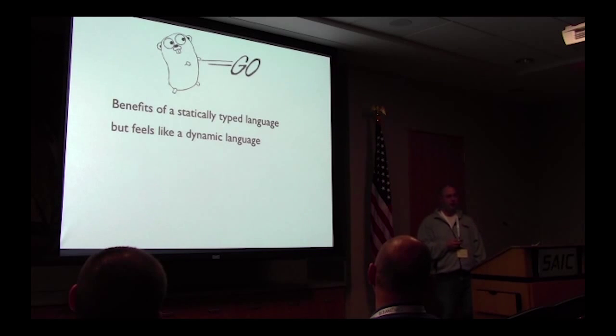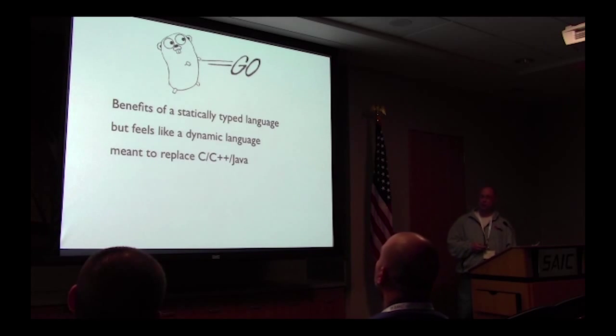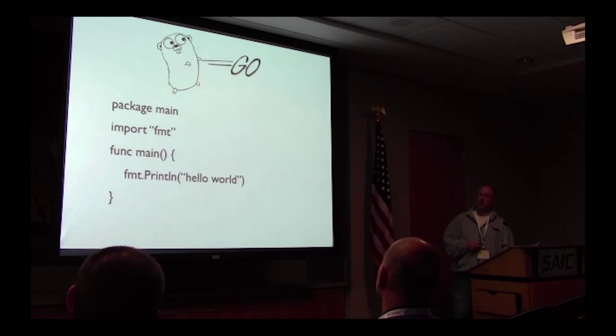They actually have two compilers, one based on the Plan 9 compiler, which is very fast but produces less optimized code, and there's also a GCC Go compiler that's slower but has much faster executing code. So this was meant to replace C, C++, Java, not JavaScript, and not assembly. Or C in certain cases where you're doing some really funky stuff with memory. And we'll get into that a tiny bit later.